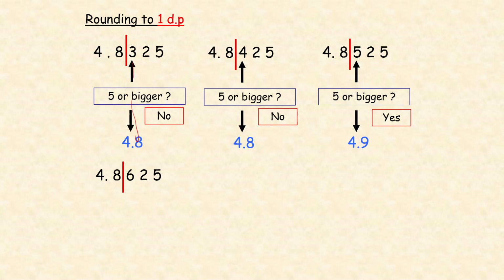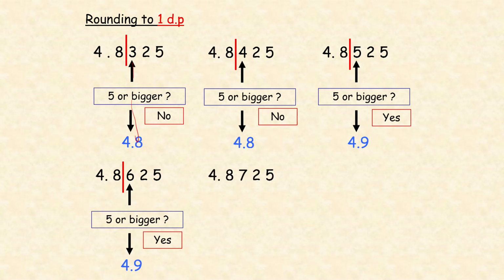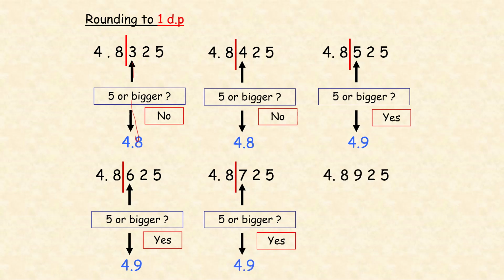If we have a look at an example here, 4.8625, again, one decimal place, so we put our line just after the 8 and we check the number after that affects it. The 6 does affect it, so it becomes 4.9. Same thing here, put our line after the 8, one decimal place, the 7 affects it, so it becomes 4.9. In this one, same sort of thing, we check, is that 9 going to affect the 8? Yes, 9 is bigger than 5, so we have 4.9 again.